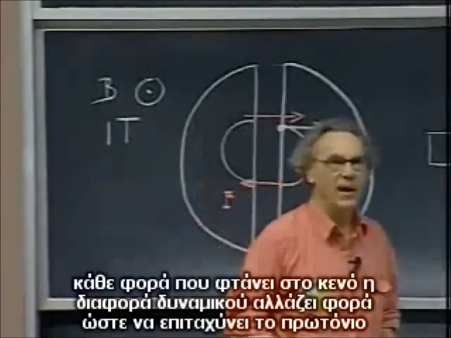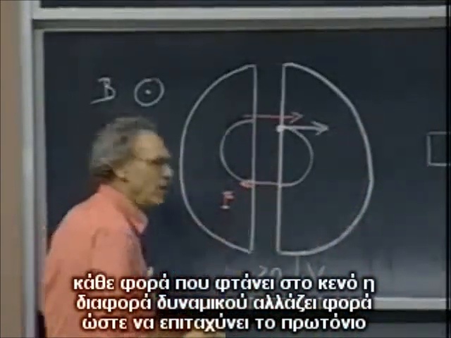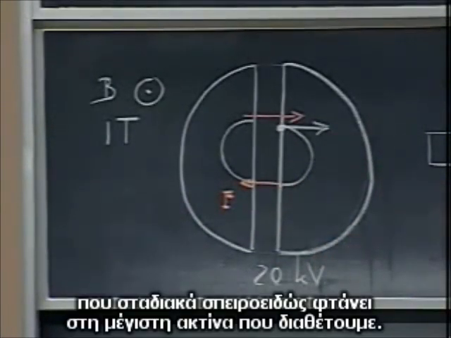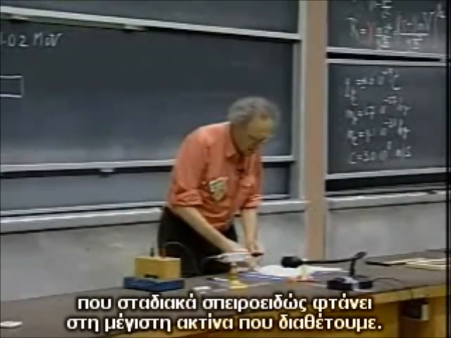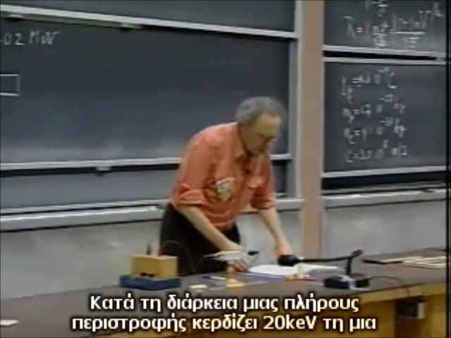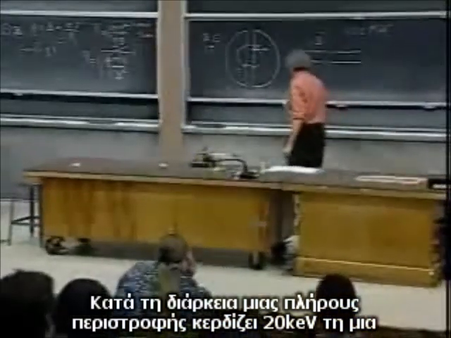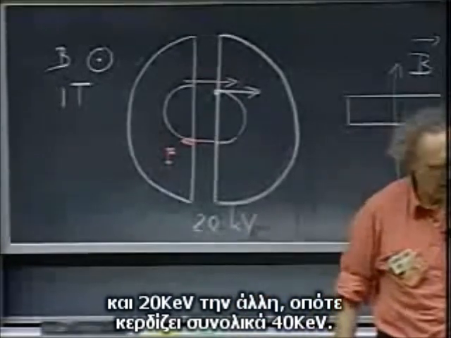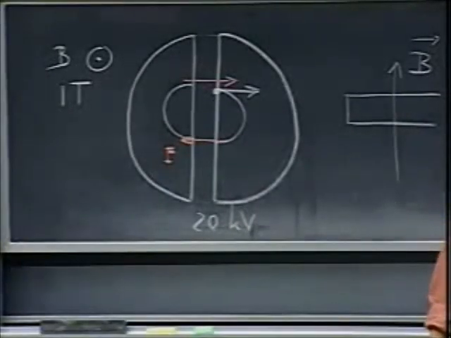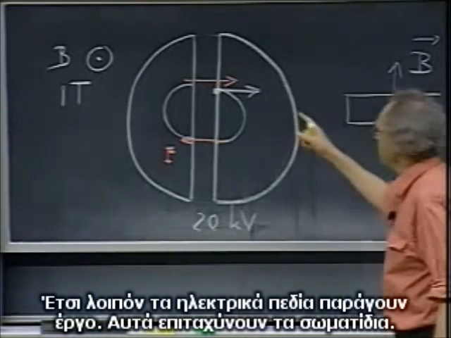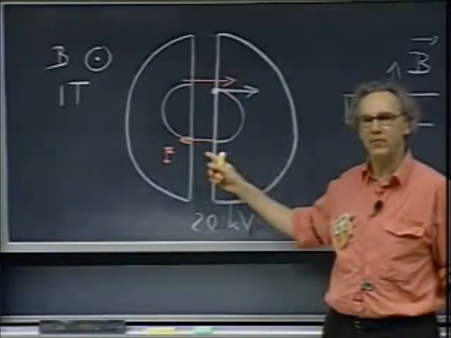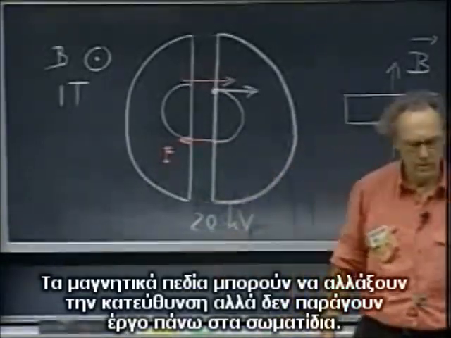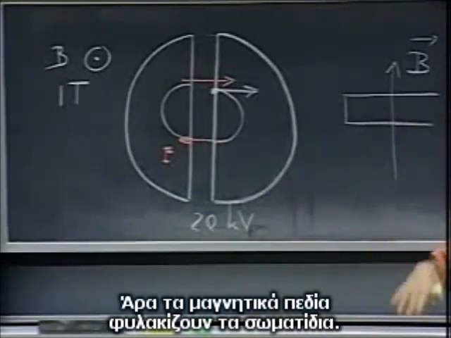And so very gradually, every time that it reaches the gap, the potential difference is changed in direction to accelerate the proton, and so it gradually spirals out to the largest radius that you have. So during one full rotation, it gains 20 kilo electron volts once and 20 kilo electron volts twice, so it gains 40 kilo electron volts. And so the electric fields are doing the work. They accelerate the particles. Magnetic fields cannot accelerate. Magnetic fields can change the direction, but they can do no work on the particles. So the magnetic fields confine the particles.